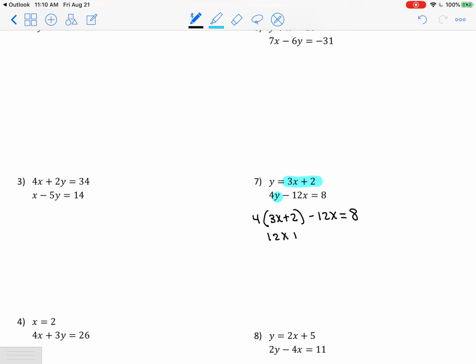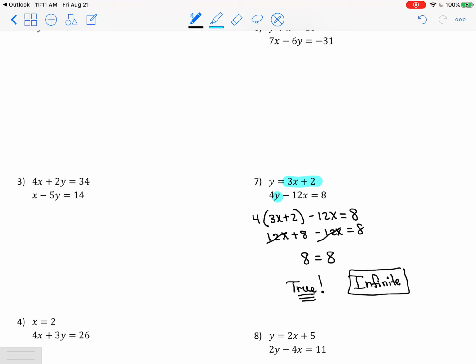So I've got 12x plus 8 minus 12x equals 8. 12x minus 12x is 0. So my variable disappeared here as well. However, we've got this true statement, right? 8 is definitely equal to 8. When that happens, when your variable disappears but you're left with a true statement, that's called an infinite solution.